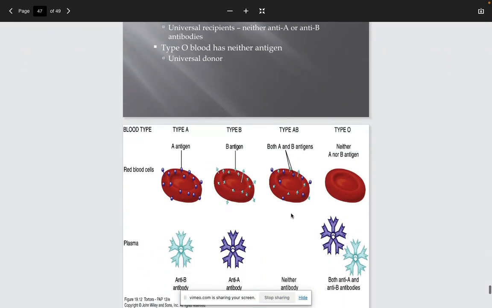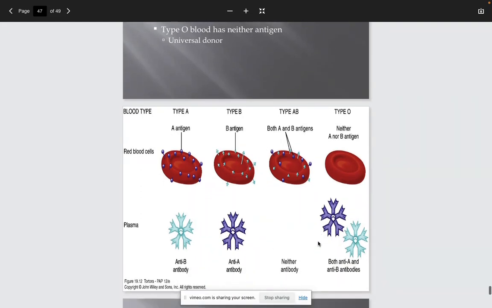This is a picture just depicting what we went over. Antigen A, antibody to B. Antigen B, antibody to A. Both A and B have neither antibody, so they're the universal recipient. They can receive any type of blood. They can donate to anybody, but they can receive any type because they have neither antibody.